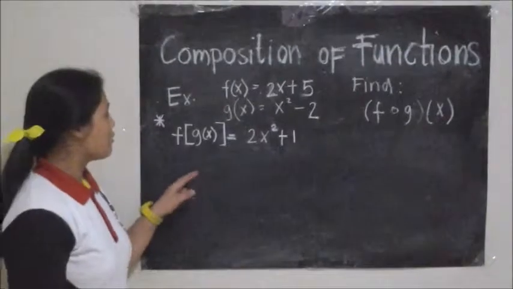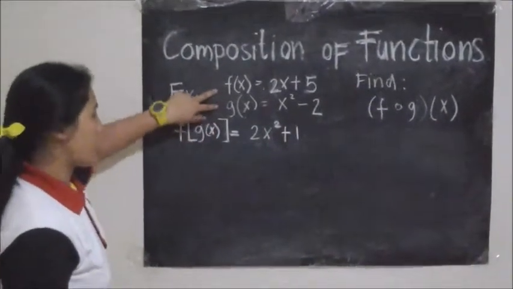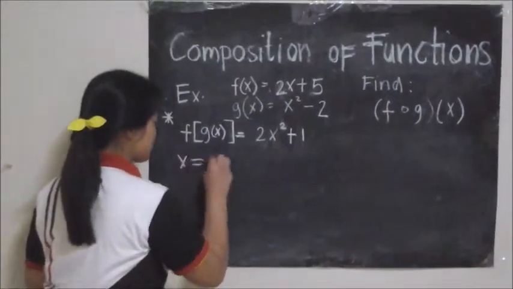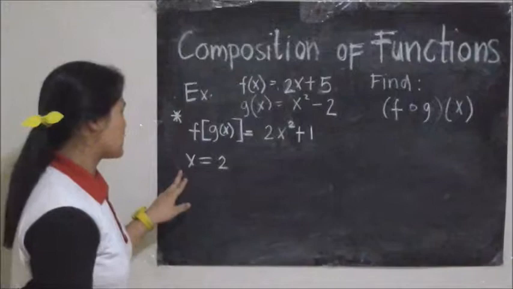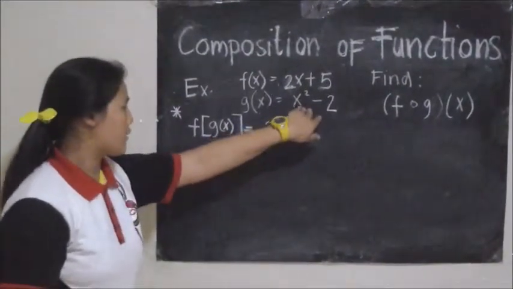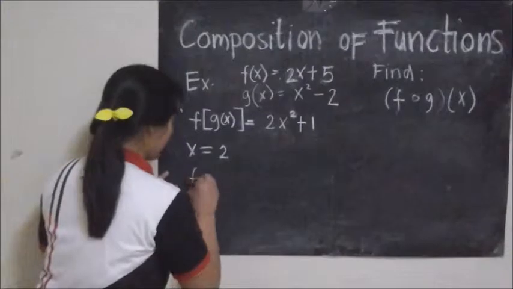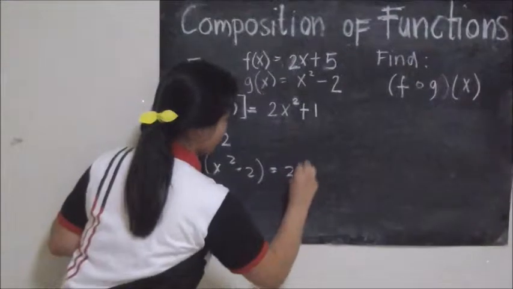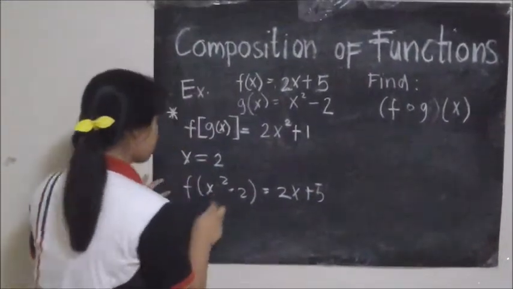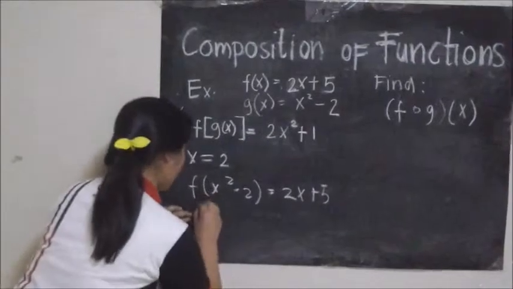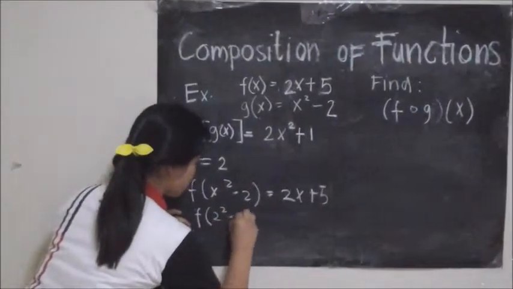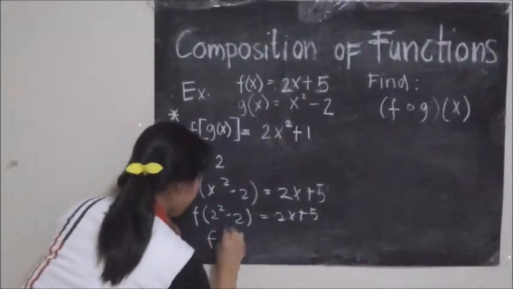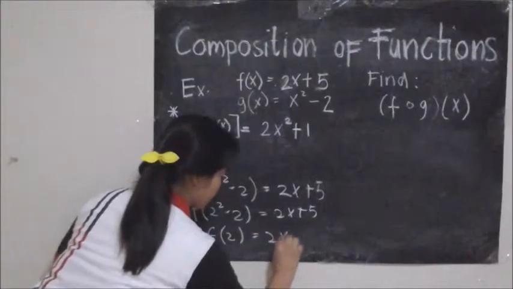Previously, we solved f of g of x using only these two functions. But what if we have the value of x? Say for instance, x is equal to 2. So all we have to do is substitute the value of 2 in g of x. So f of g of x is the same as f of x squared minus 2, equals 2x plus 5. Then, substitute the value of x in here. So we are going to have 2 squared minus 2. Then, f of 2 is equal to 2x plus 5.